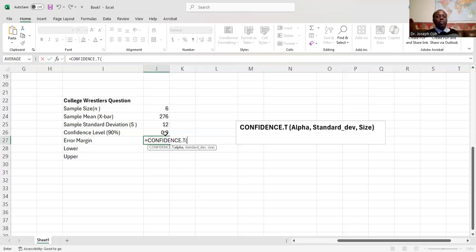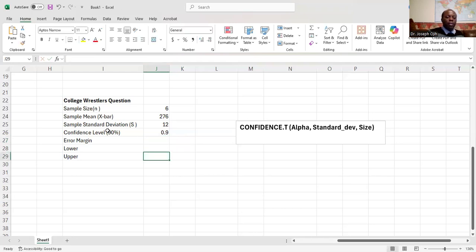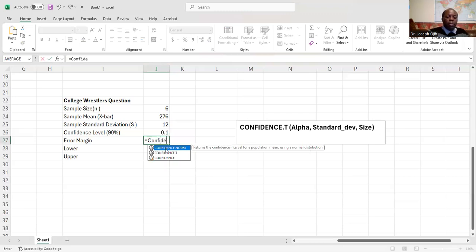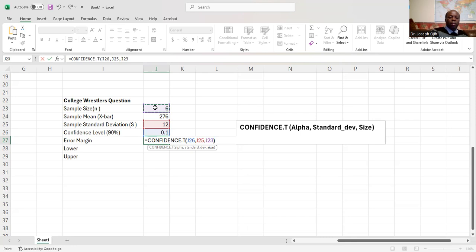So there are two ways you can do it. Either you put 10% here, which is 0.1, or you can just use 0.9. So let me just put a 0.1 there. Maybe that will help better. If you're 90% confident that you are this thing, your chance of being wrong is 0.1. Okay. So you have equals confidence.t, it pops out right here. Alpha, click on this, comma. If you're using this 0.1, then standard deviation is right here, comma. Then sample size is 6 right here. Close it and press the enter key.